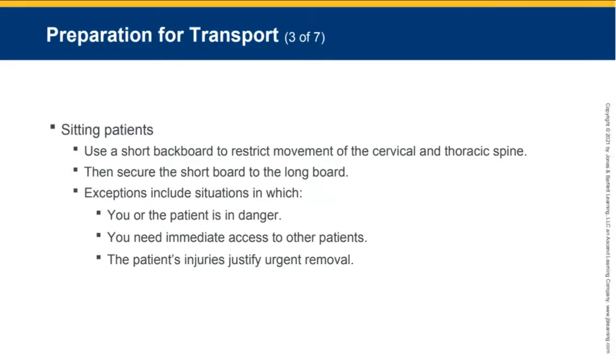Sitting patients. Use a short backboard to restrict movement of the cervical and thoracic spine. Then secure the short board to the longboard. Exceptions include situations in which you or the patient is in danger, you need immediate access to other patients, or the patient's injuries justify urgent removal.